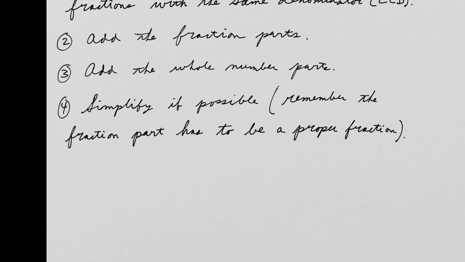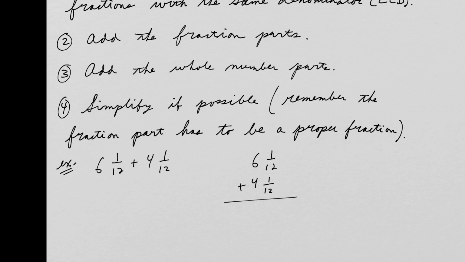Okay, so let's do some examples with this. Let's say I want to add 6 and 1/12 plus 4 and 1/12. Usually we set this up vertically, so I have 6 and 1/12 plus 4 and 1/12. Remember, the first part is to rewrite the fraction parts so that they both have the same denominator, the lowest common denominator. Well, in this case, we're all set. They're both 12, so they're already like fractions. So now I can add the fraction pieces.